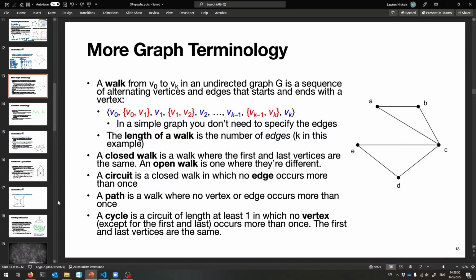Okay? A cycle is a circuit of at least length 1 in which no vertex occurs more than once. So this would be a cycle. Okay? It's a way of going back. This, for example, going back and forth like that, would not be a cycle, right? Because you kept on visiting the same vertex a bunch of times. So it's kind of like the most efficient way to make a loop. That's what a cycle means.